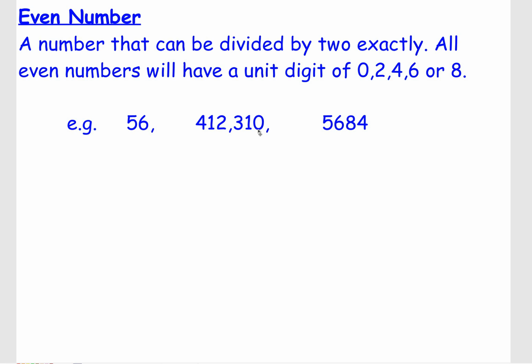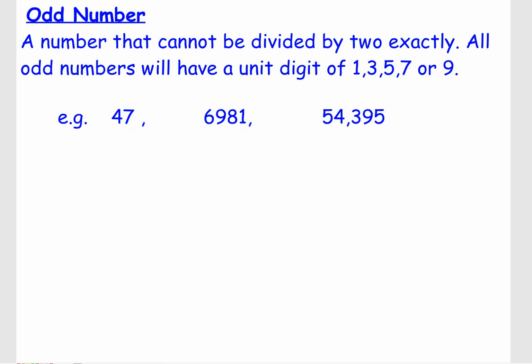So here we can see 412,310. The unit digit is a 0, therefore it makes it an even number. 5,684, again ending in a 4, the unit digit is a 4, therefore it is an even number.